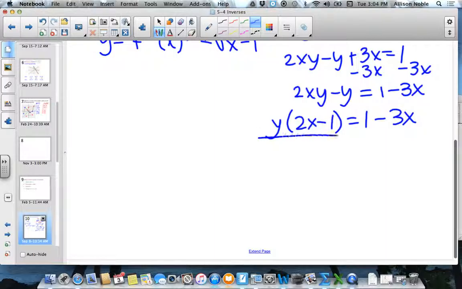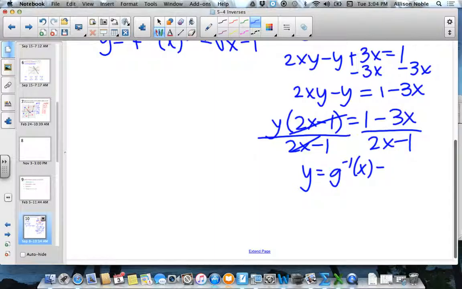So I divide both sides by 2x minus 1, and my 2x minus 1 cancels on the left side, leaving me with y, or g negative 1 of x, equal to 1 minus 3x over 2x minus 1. So this is part of my answer.